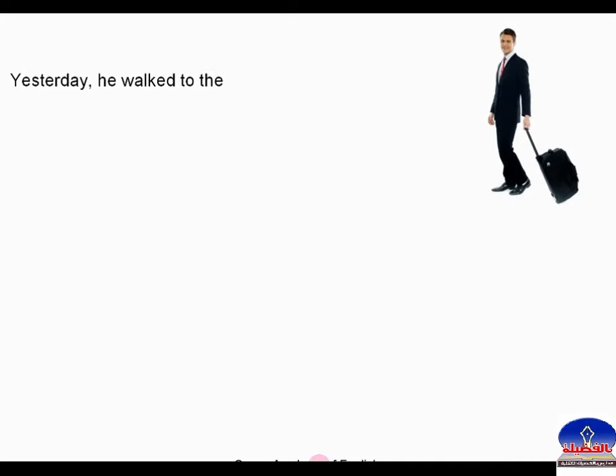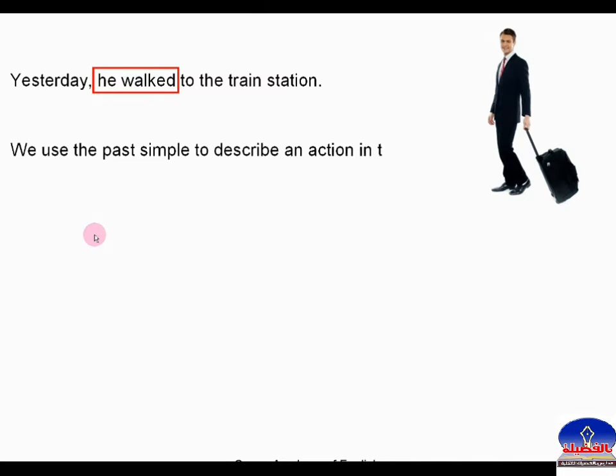So, yesterday he walked to the train station. So here is the form of the past simple tense. He walked. So he is the subject and this is the verb. And so, as a general rule, we use the past simple to describe an action in the past. So this is the past simple.